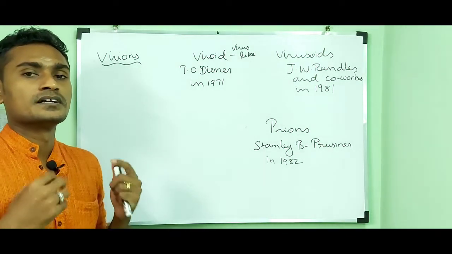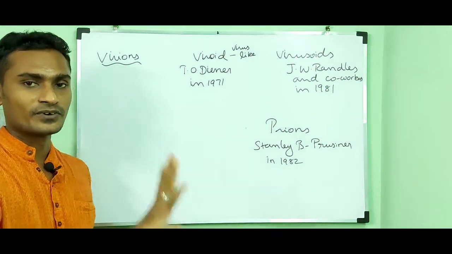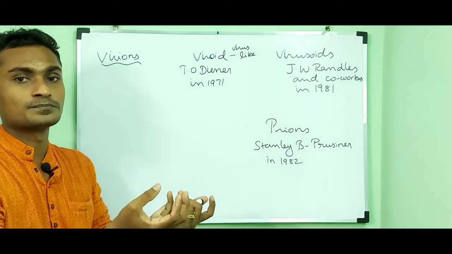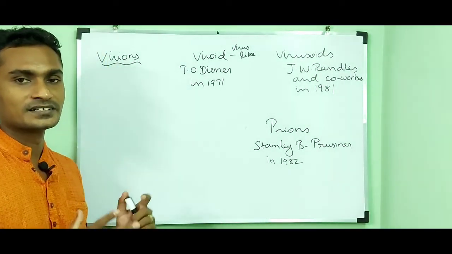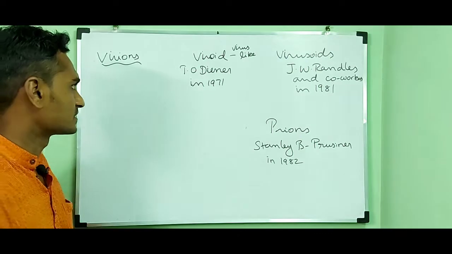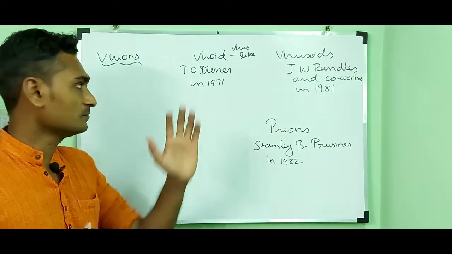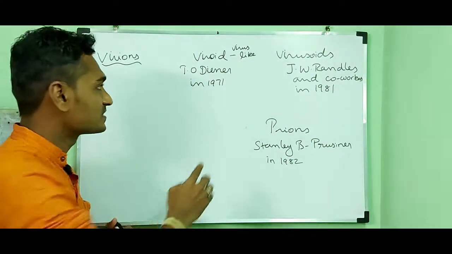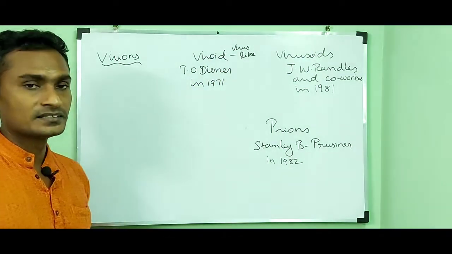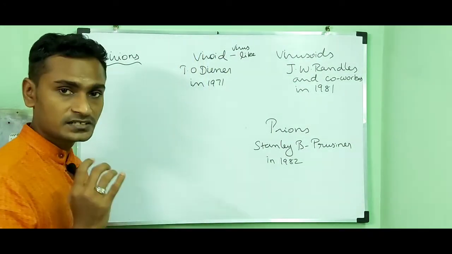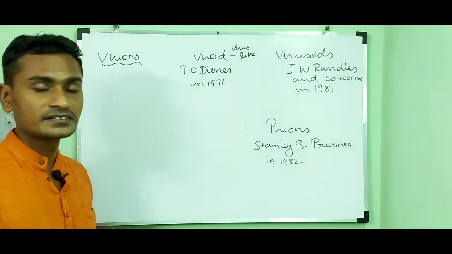If the infectious particle is present inside the host cell, it is called a virus. If the infectious particles are present outside the host cell, they are called virions. Then the next term, viroid. Viroid means virus like. The viroid was discovered by the scientist Theodor Diener in the year 1971.